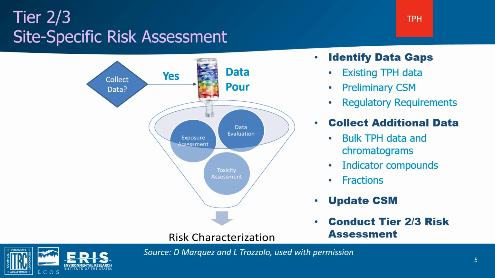Once the appropriate data have been collected and CSM updates have been made, the remainder of the Tier 2, Tier 3 site-specific risk assessment includes selecting site-specific exposure assumptions and toxicity information in order to characterize risk specific to the site.